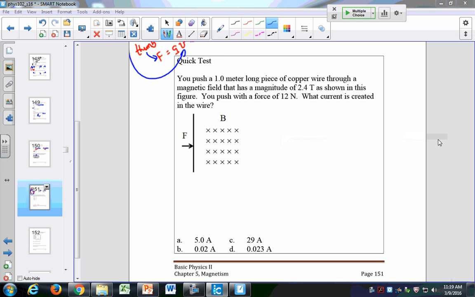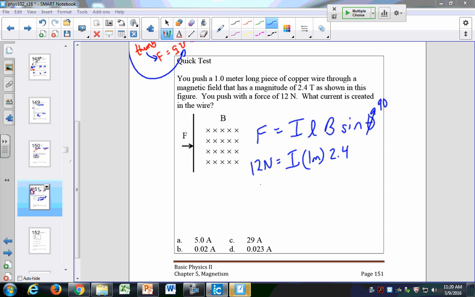So here I have F equals ILB sine of theta. Our angle theta is not given. It's assumed that it's 90 degrees, and the sine of 90 is 1. Otherwise, it would be given. Here, my force is 12 newtons. I'm looking for I. L is 1 meter. B is 2.4. And then if I solve this, 12 divided by 2.4, that's equal to I, which is equal to 5 amps.